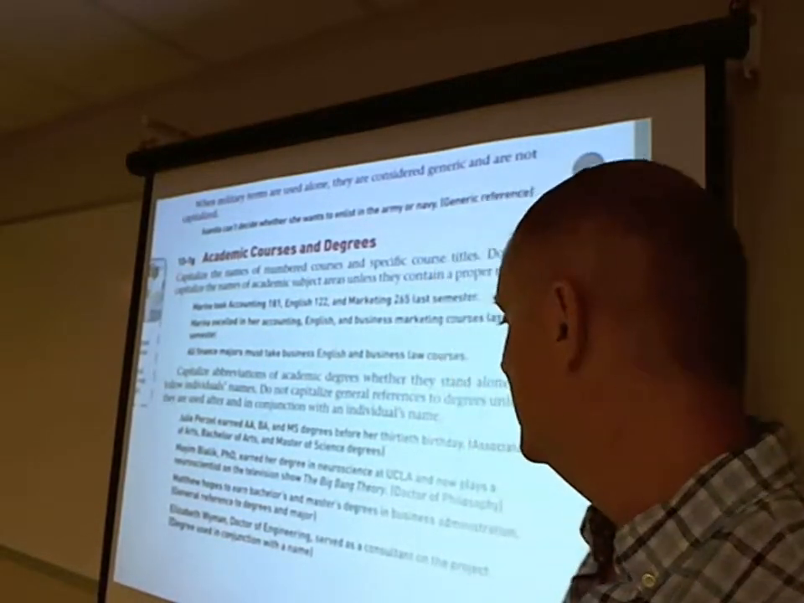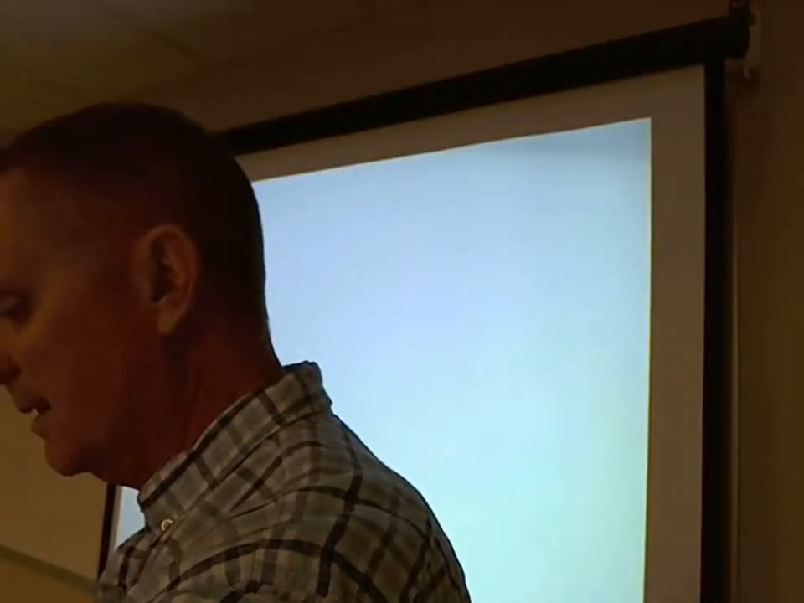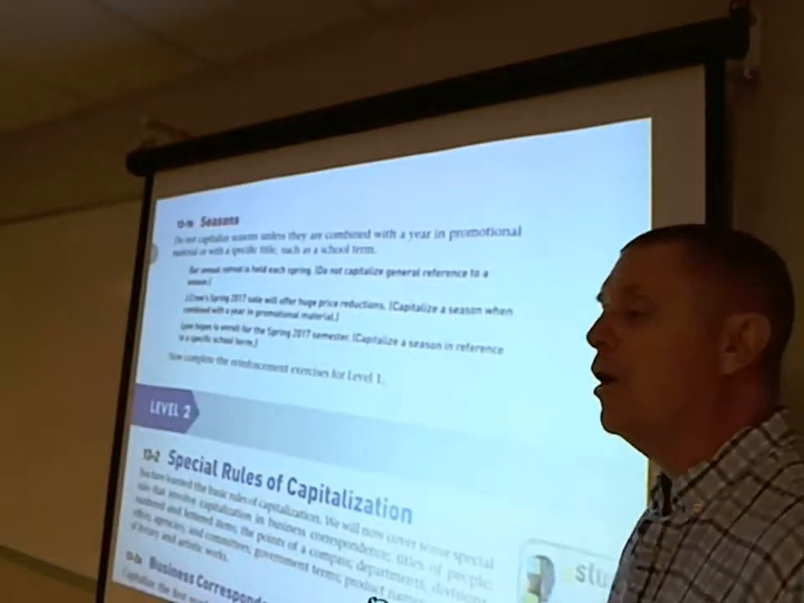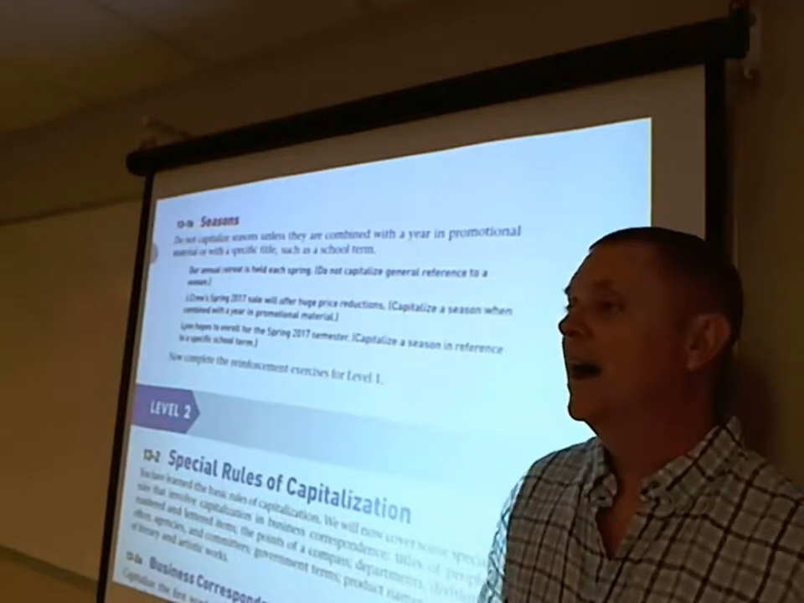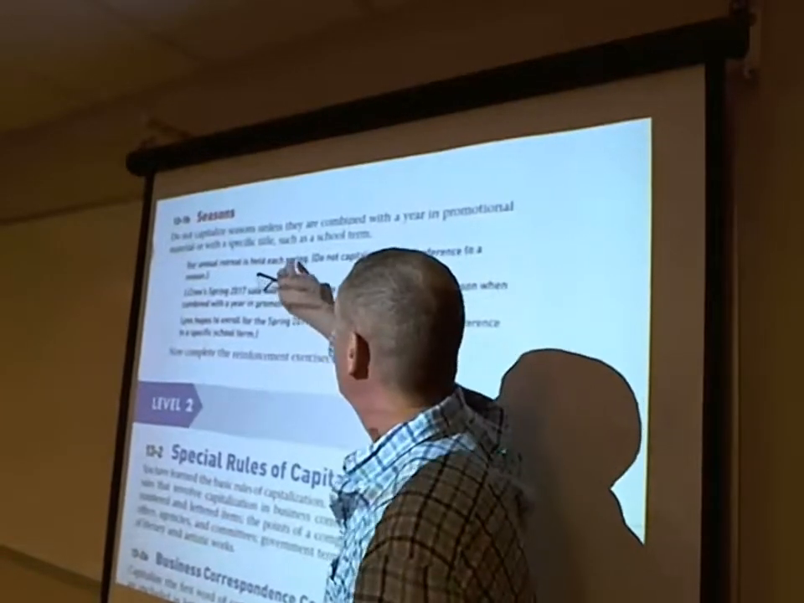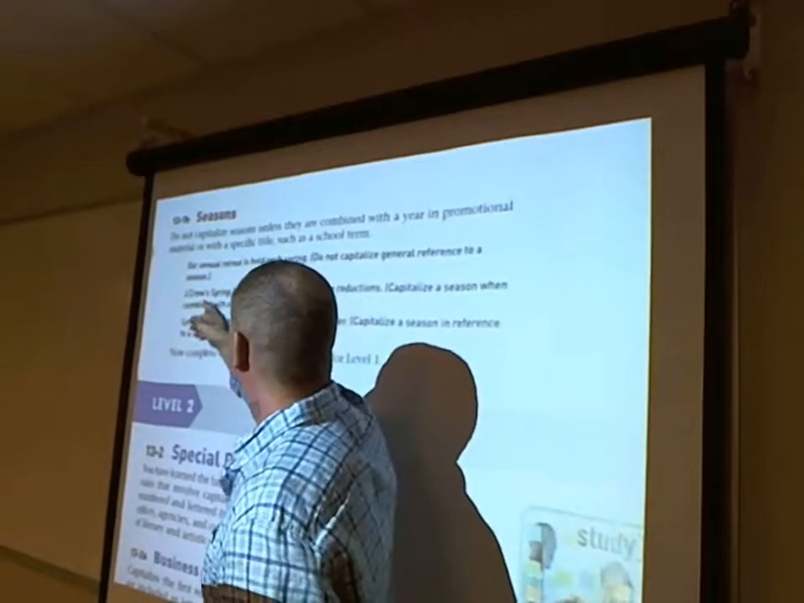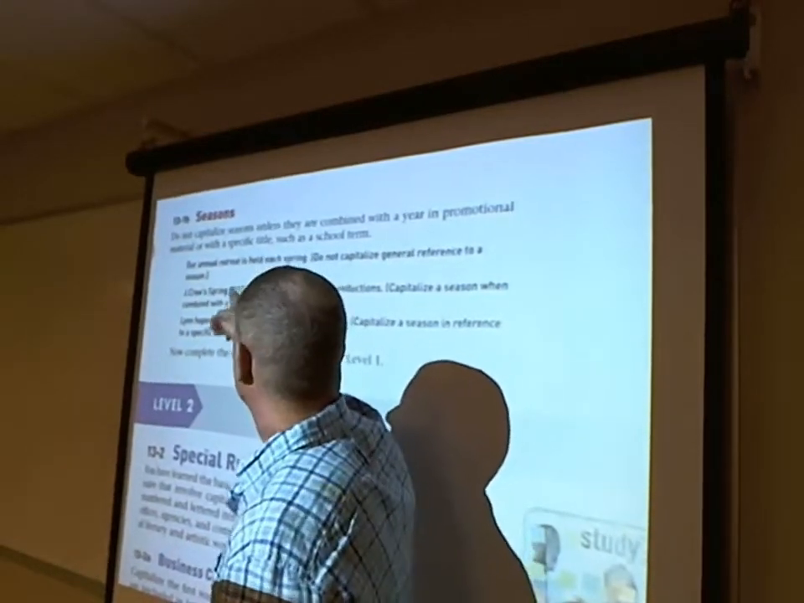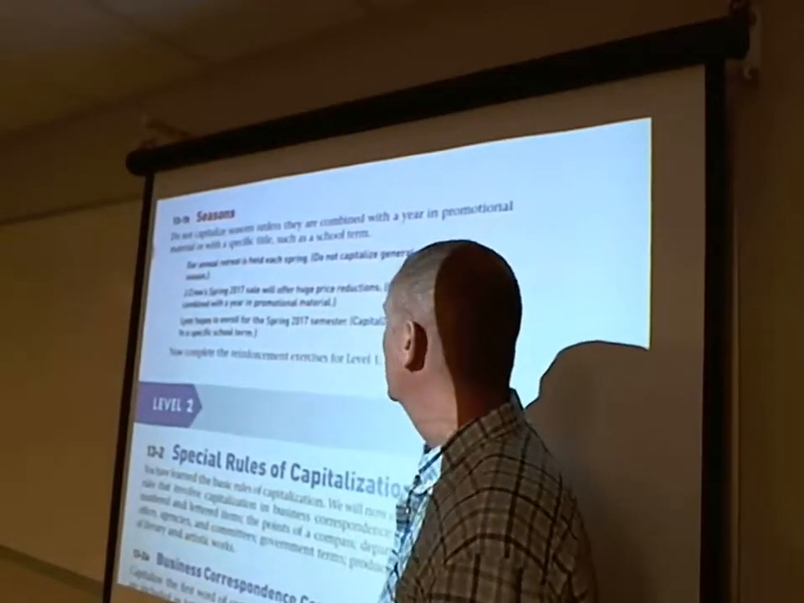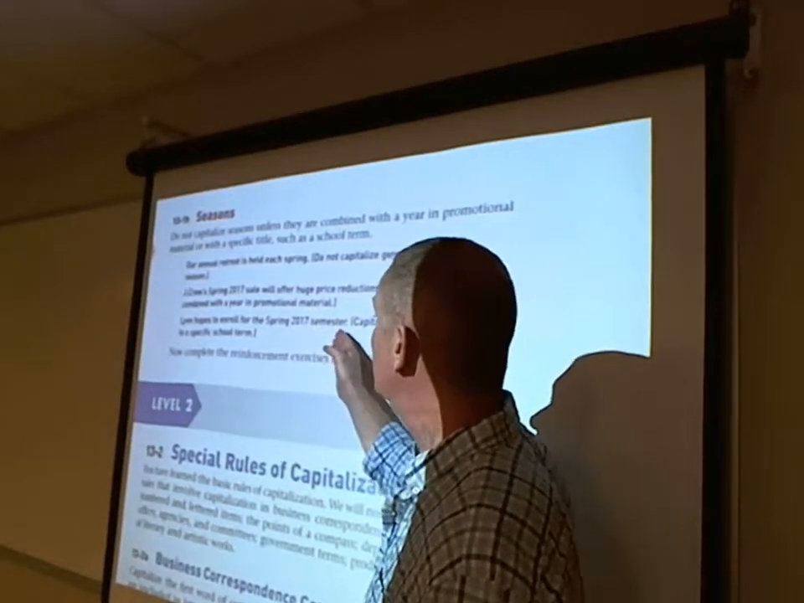Okay, then seasons. This will finish up level 2. As far as seasons are concerned, whenever you talk about fall, spring, winter, summer, autumn, they're not capitalized unless they're used as a title. Our annual retreat is held each spring. It's not capitalized. But J. Crew's Spring 2017 sale, associated with a year, is used as a title, so it is capitalized in that particular case. Lynn hopes to enroll for the Spring 2017 semester. Spring is capitalized because it's a title for the 2017 year.